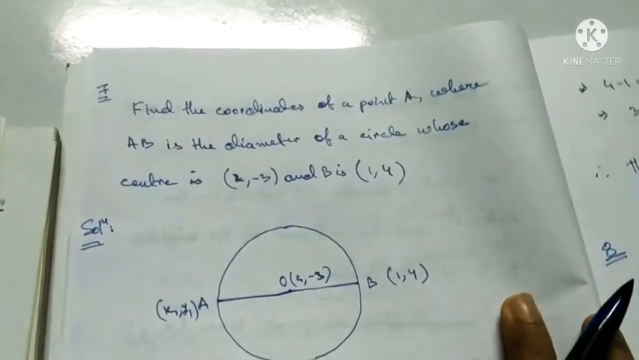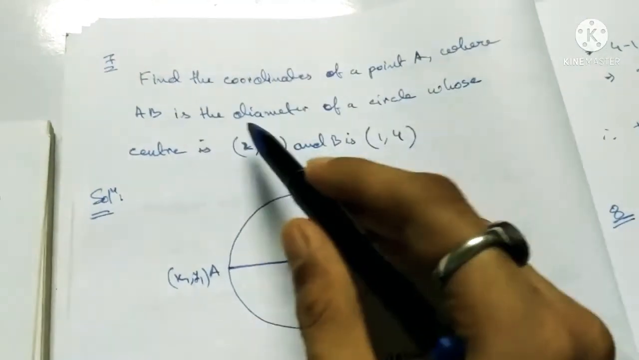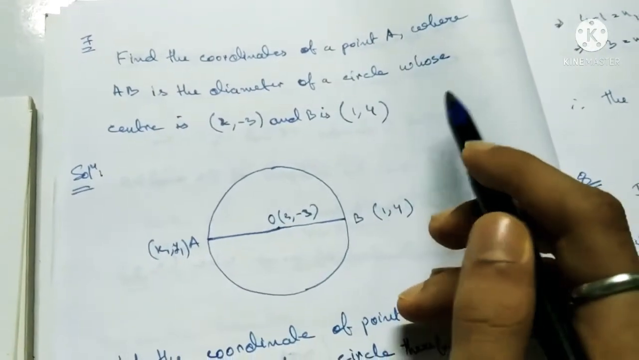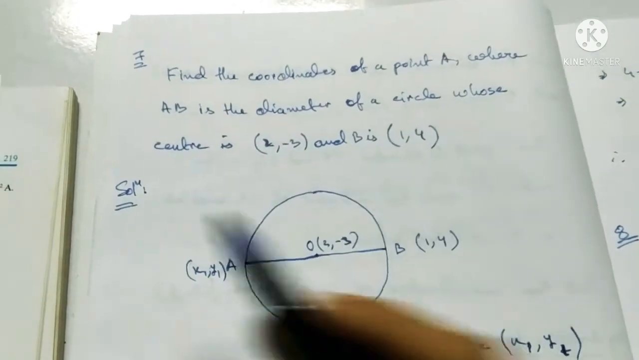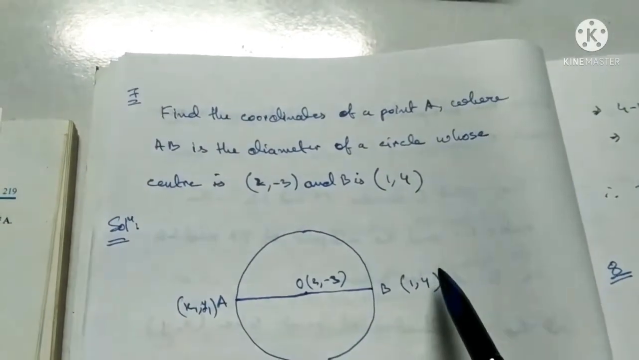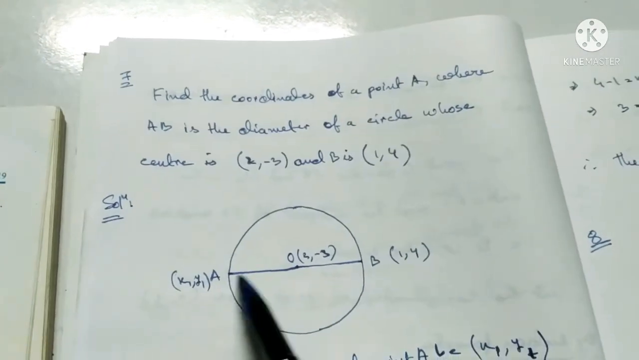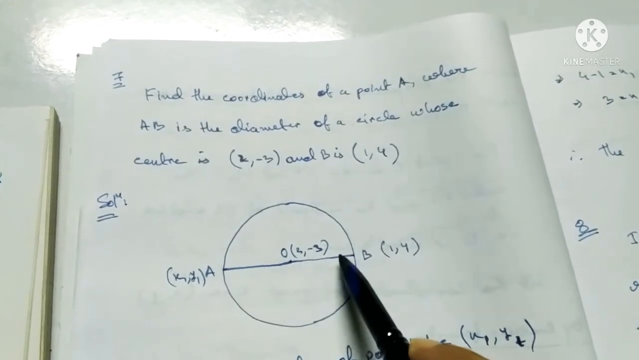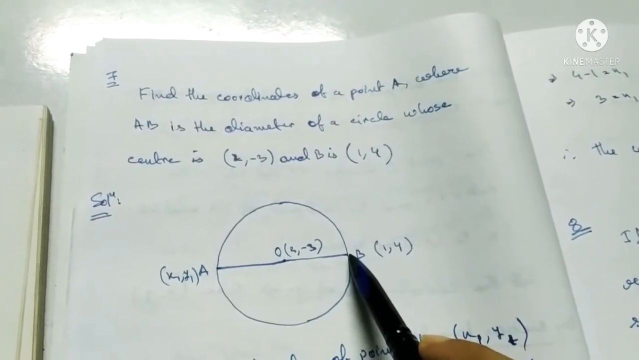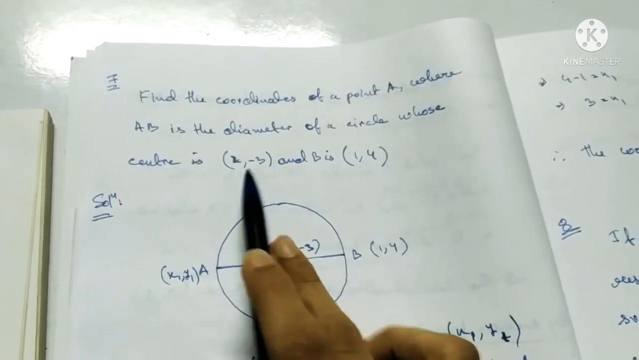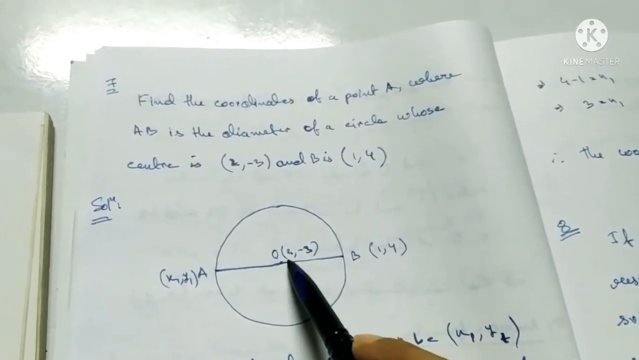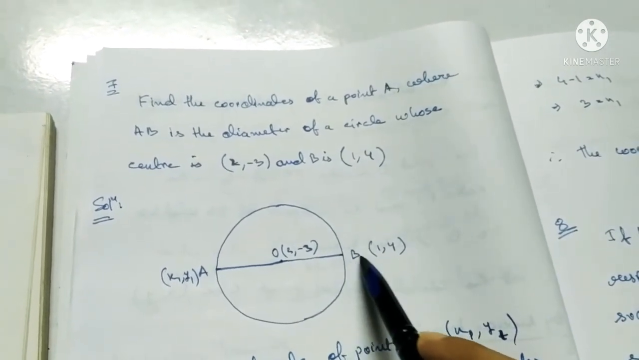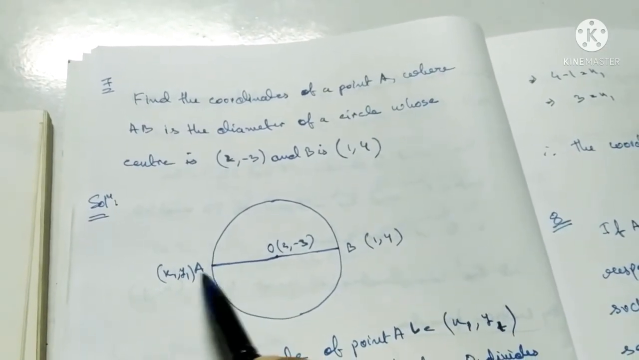Question number 7, you see. Find the coordinates of the point A where AB is the diameter of a circle whose center is this and this. So solution here, the coordinate of a point A where AB is the diameter, this is the circle, O is the center. Now center coordinate is given, 2 comma minus 3, and B point coordinate is given. I have to find the A point coordinate.